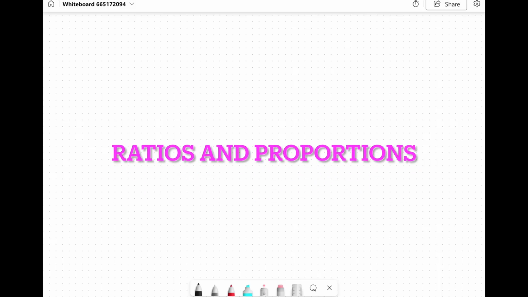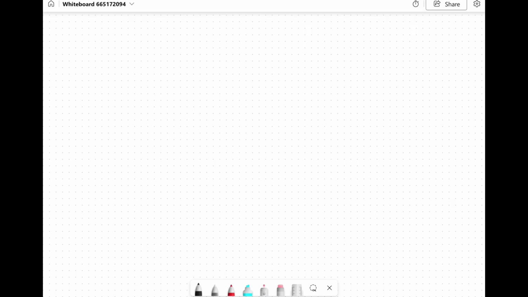This is ratios and proportions. So first of all, let's discuss what a ratio is and what a proportion is. A ratio is a fraction. For example, 2 over 9 is a ratio. You may see a ratio written with the two dots like this, but you can always change it and make it a fraction. So keep in mind, a ratio is just a fraction.